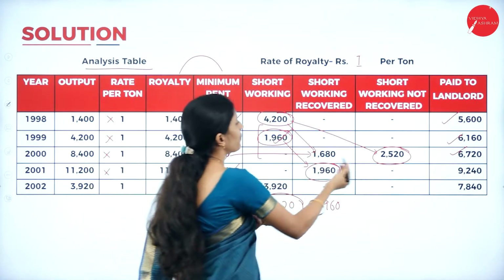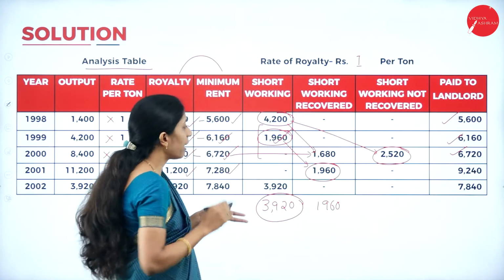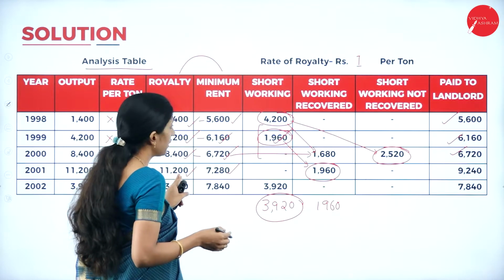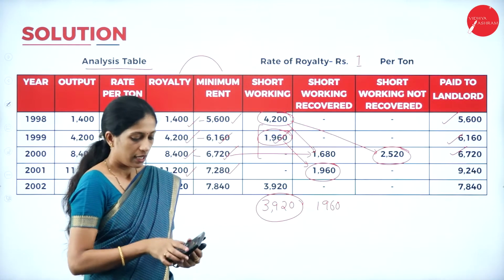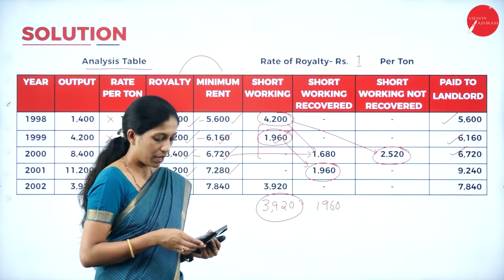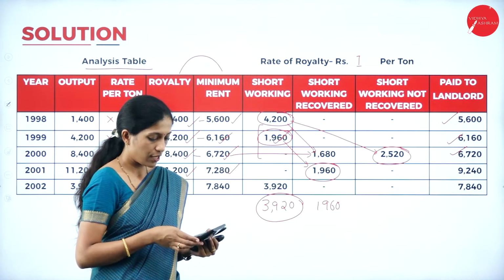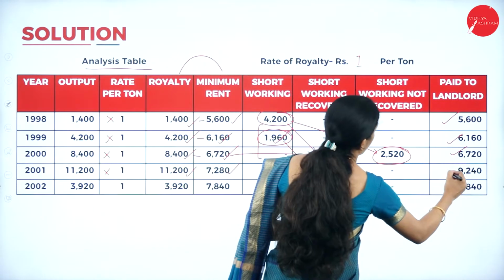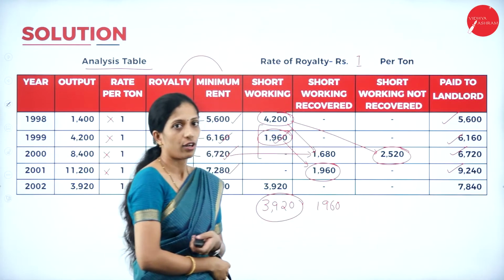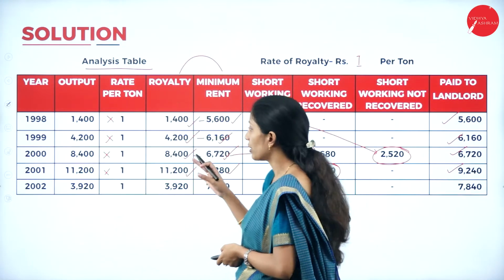So nothing is transferred to profit and loss account. Okay, now what is the amount paid to landlord? 11,200 minus 1,960. So we'll get 9,240. So 9,240 can be transferred to landlord. Okay, so this is how we are going to solve.